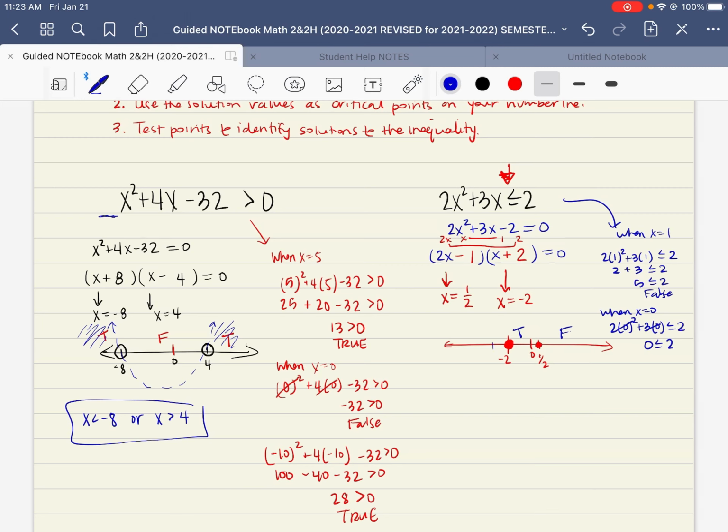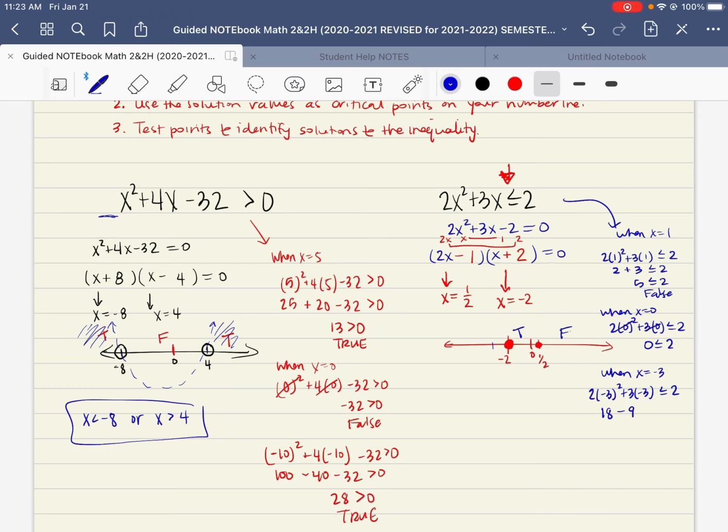So I'm going to choose -3. And when x is equal to -3, we would go 2 times -3 squared plus 3 times -3 is less than or equal to 2. So as I simplify, -3 squared is 9, times 2 is 18. 3 times -3 is a -9. And if I subtract 9 from 18, I get 9 is less than or equal to 2, which is false.